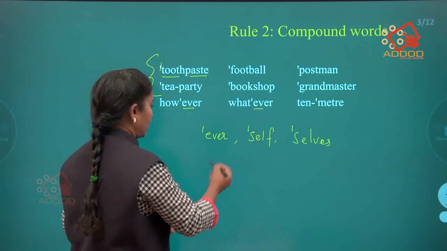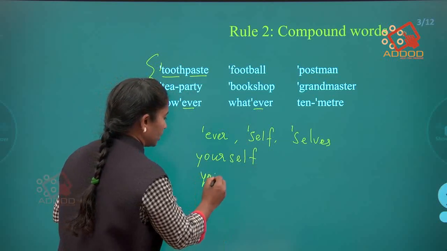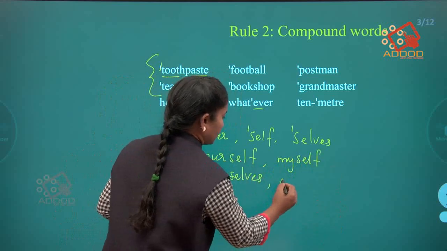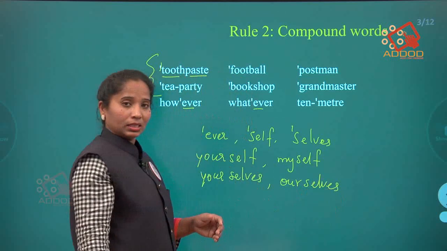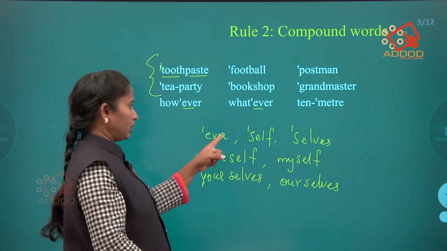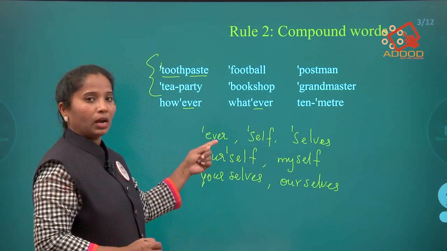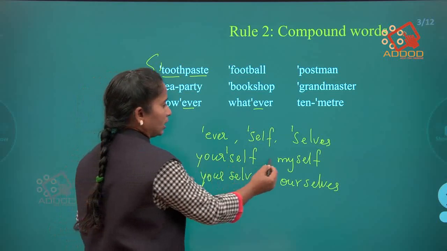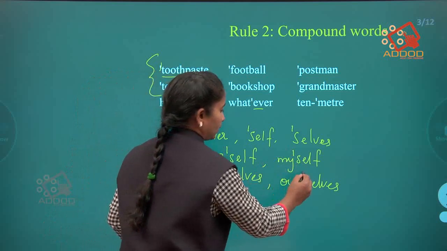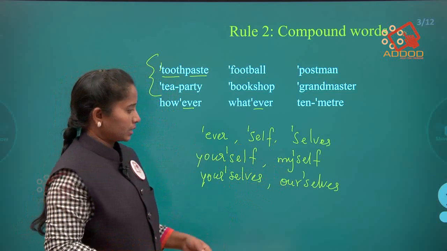Okay, so next, self words. What are the self words? You can say yourself, if it is singular. If it is plural, you can say yourselves, myself, ourselves, isn't it? So where do you have to place the stress mark? If such words come in your examination, then you have to put a vertical bar on the self itself. Okay, so where do you have to answer? You have to write the word and keep the vertical bar on the correct place, on self. So yourself, myself, yourselves, ourselves. This is how you have to pronounce, and this is how you have to answer, keeping a vertical bar on the self. Okay, now next rule.